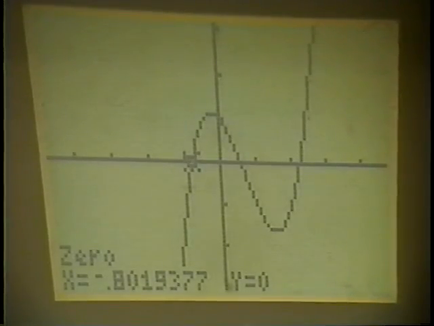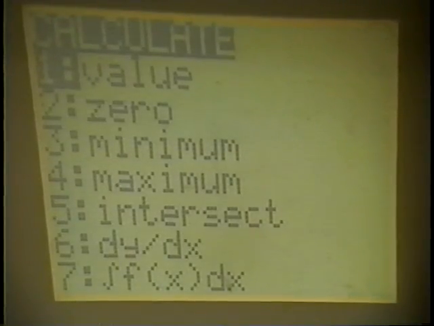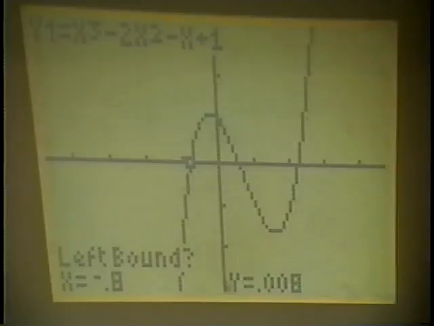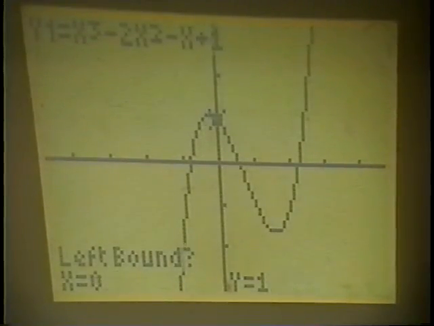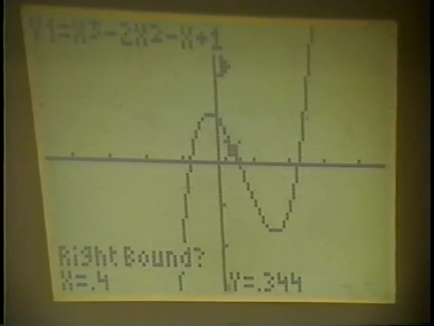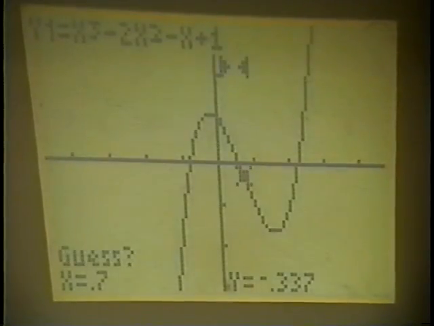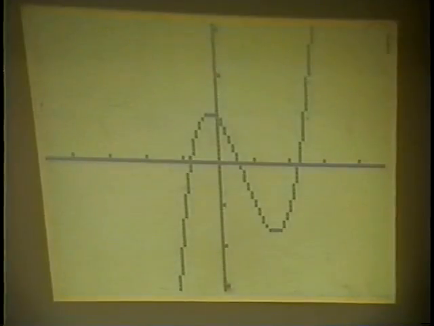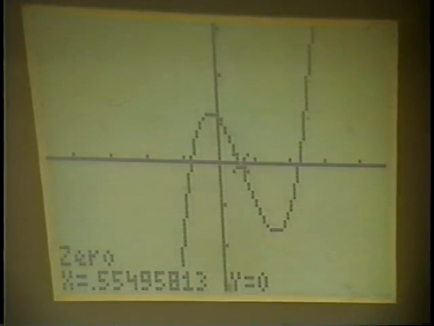Let's try that again. Let's hit second and calc, and 2 for 0. But now let's move myself over here. I'm looking for a left bound. Let's say this is my left bound. I hit enter. Now to the right, to know that I'm past the root, I'll hit enter. And for my guess, let me back it up someplace in the middle. I hit enter, and then it says the root is 0.555 approximately.